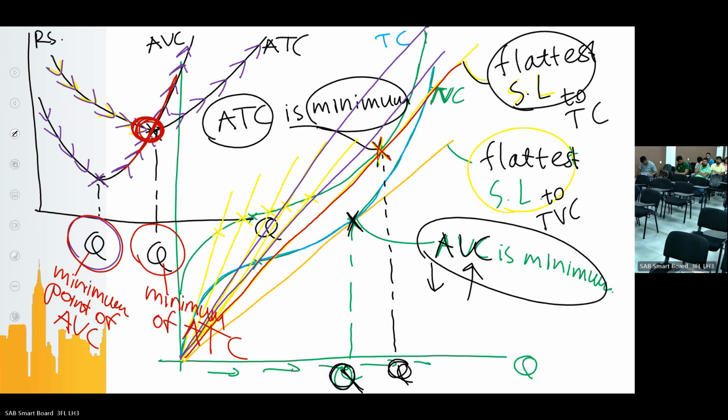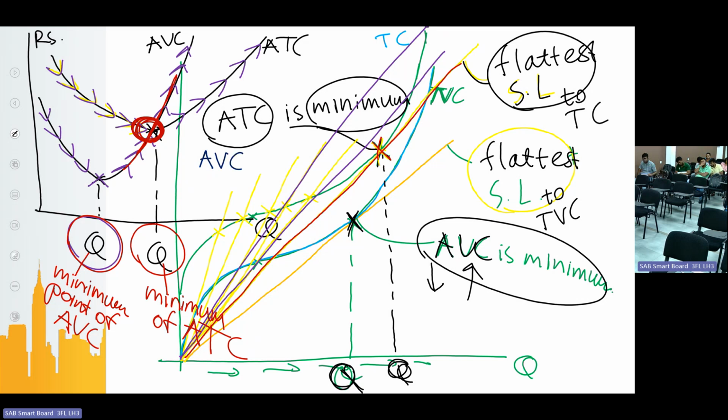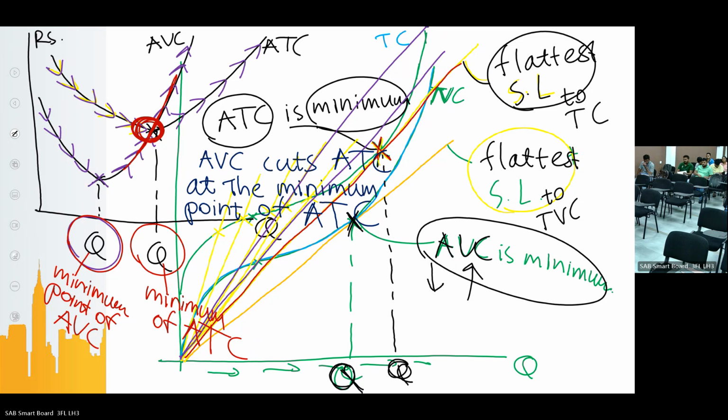ABC cuts ATC at the minimum point of ATC.